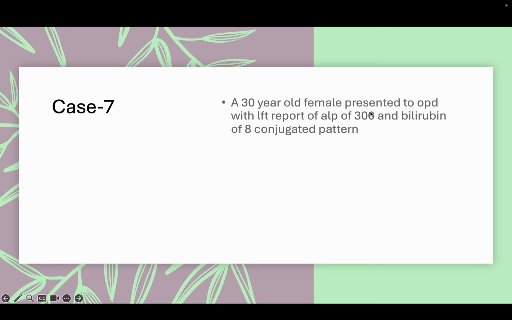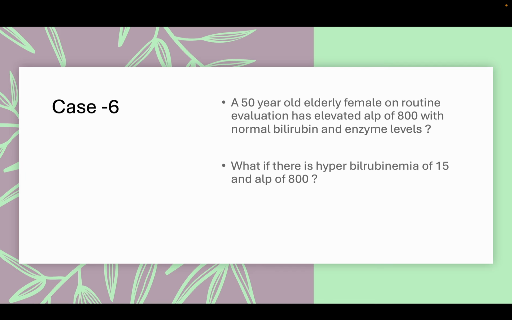So a 30-year-old female presented to OPD with LFT report. There are other causes, like progressive familial intrahepatic cholestasis, which is also a possibility in this case, where you'll have hyperbilirubinemia, ALP elevation, but sometimes GGT might be normal in PFIC1 and PFIC2. I'll discuss about the later type. There are progressive familial, but this is a sudden onset.